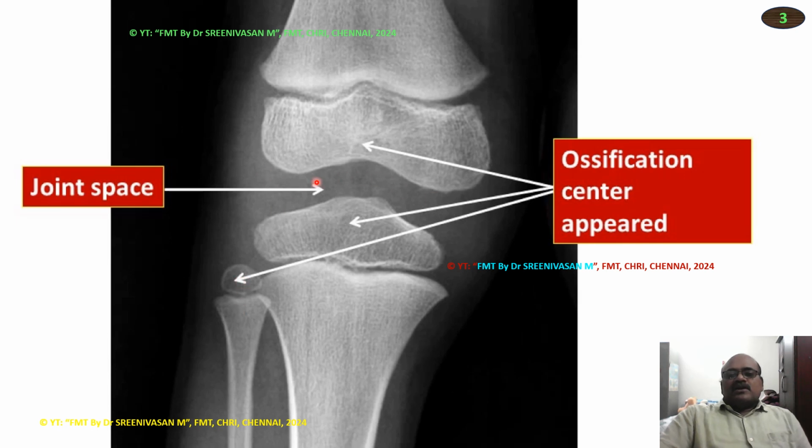This is the joint space. Don't confuse the joint space with the epiphyseal or growth plate, as both are radiolucent. This is the joint space. This is the region where you have to look for whether fusion has occurred or not.